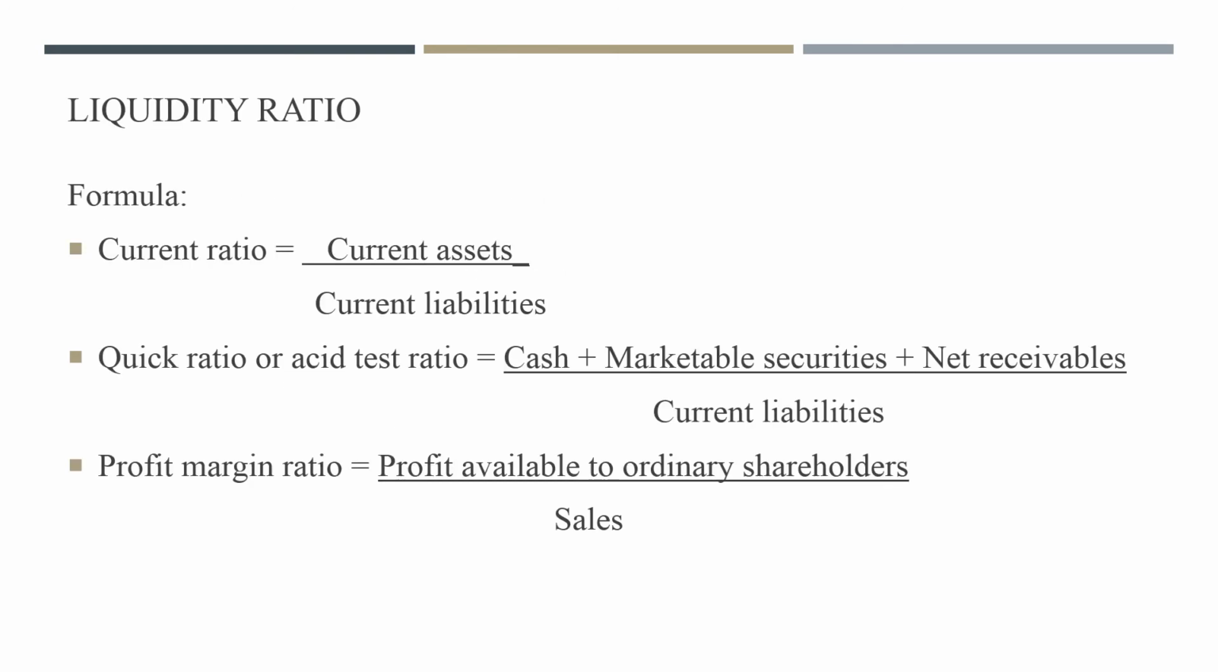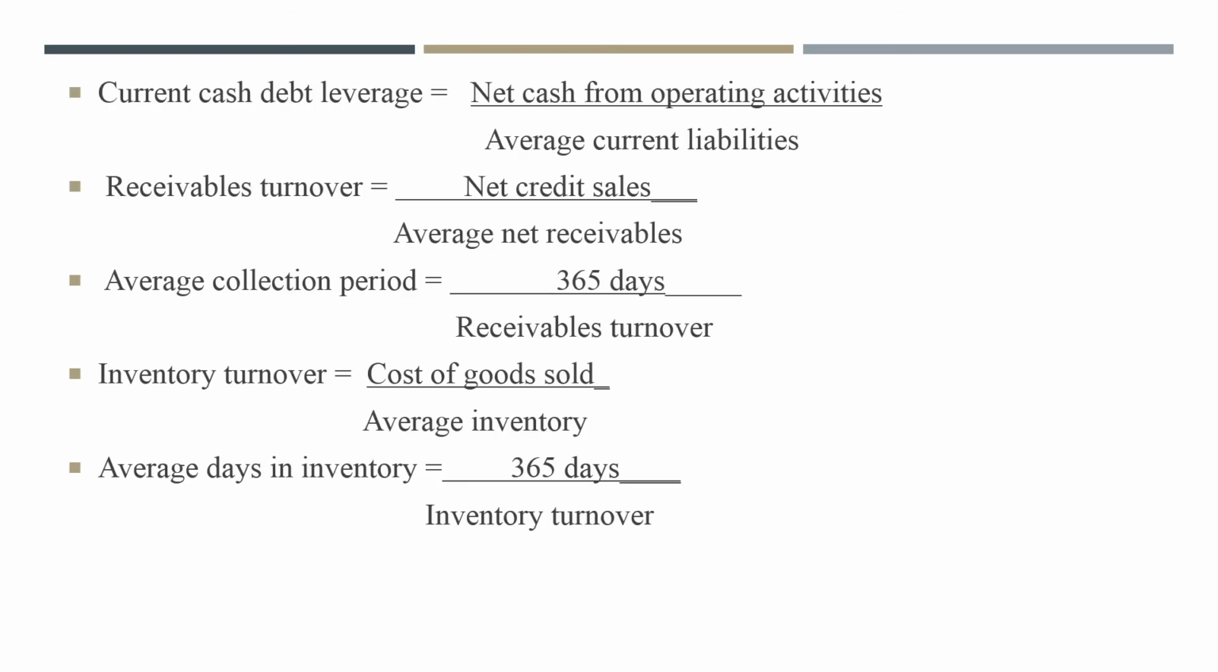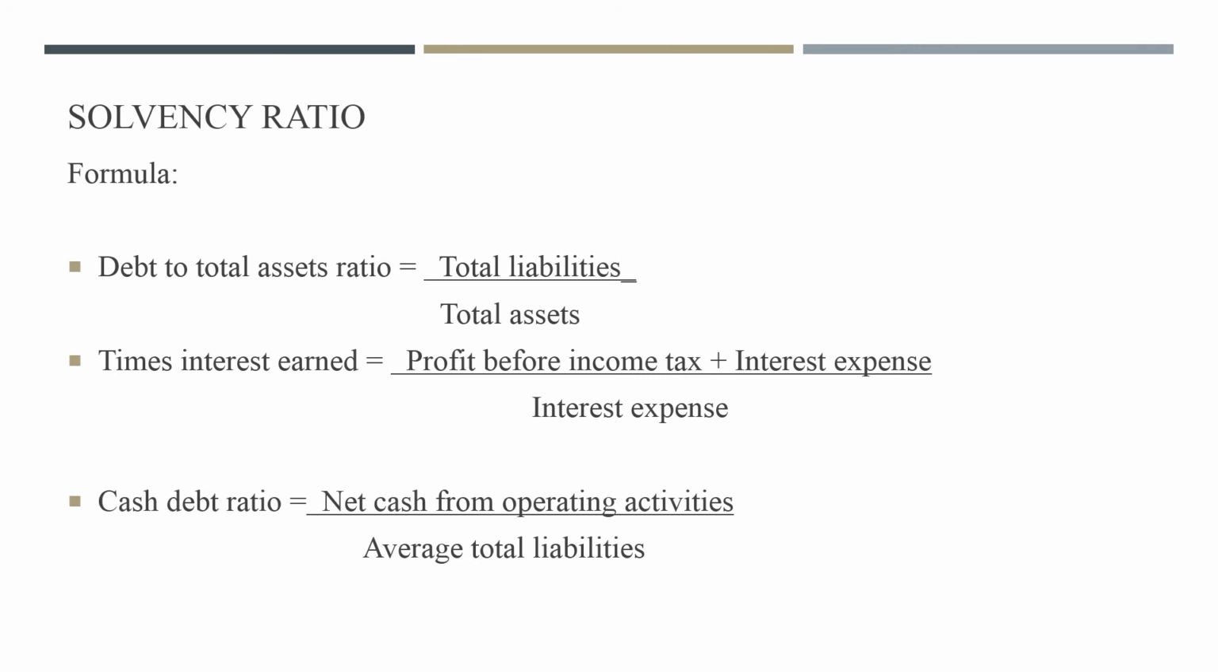Liquidity ratio. Under liquidity ratio, we have current ratio, quick ratio, profit margin ratio, current cash debt coverage, receivable turnover, average collection period, inventory turnover, and average days in inventory. Solvency ratio. Under this ratio, we have debt to total asset ratio, times interest earned, and also cash debt coverage ratio.